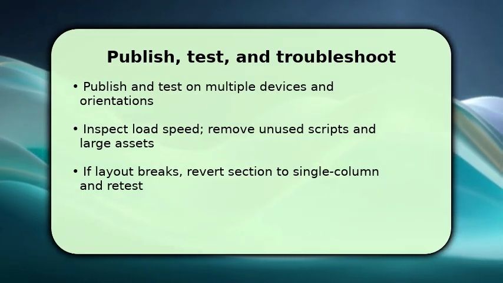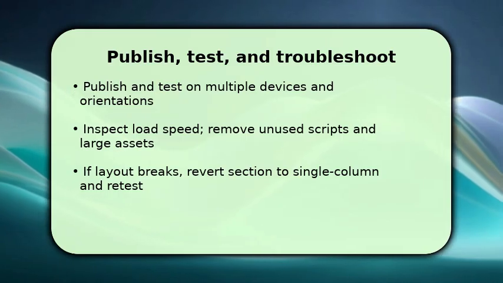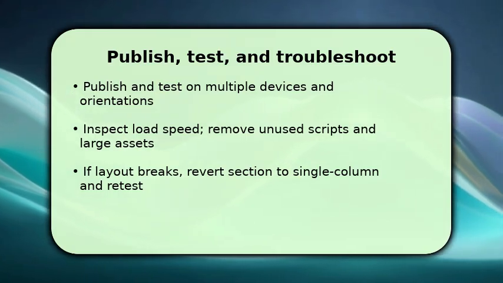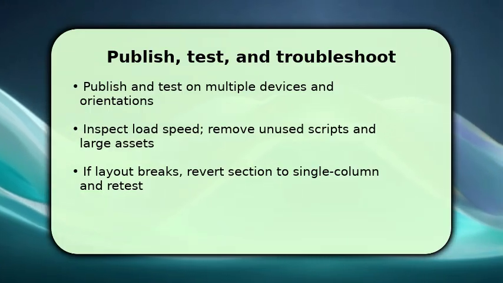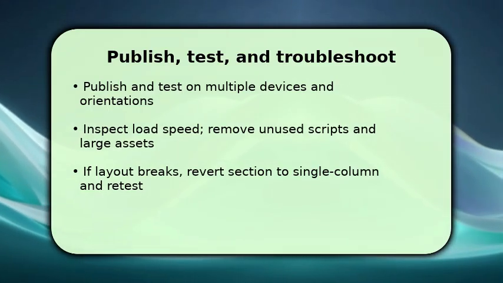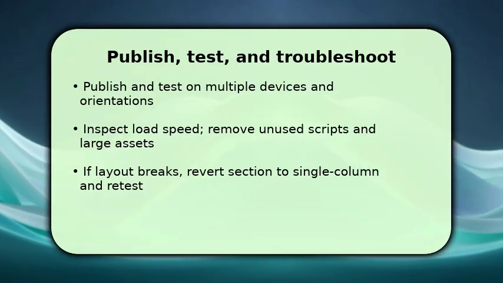If something goes wrong, first revert any complex section to a single-column layout and recheck mobile preview. This often fixes overlap and broken stacks. Finally, iterate based on real device feedback, adjust spacing, and republish.